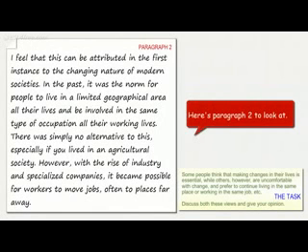Here's paragraph 2 to look at. I feel that this can be attributed in the first instance to the changing nature of modern societies. In the past, it was a norm for people to live in a limited geographical area all their lives and be involved in the same type of occupation all their working lives. There was simply no alternative to this, especially if you lived in an agricultural society. However, with the rise of modern and specialised companies, it became possible for workers to move jobs, often to places far away.